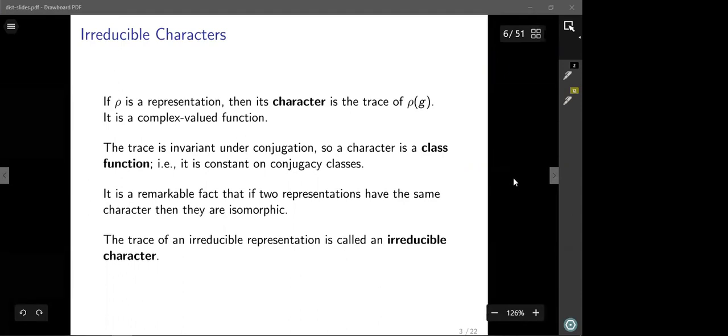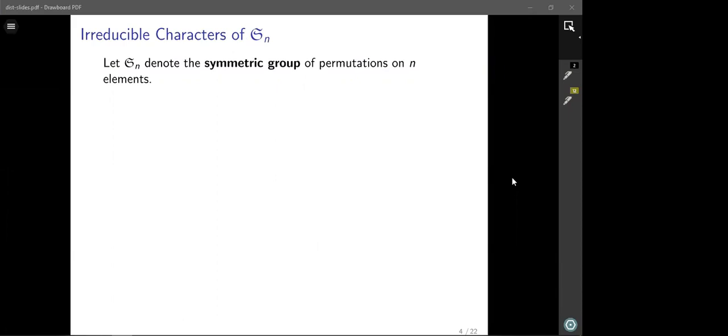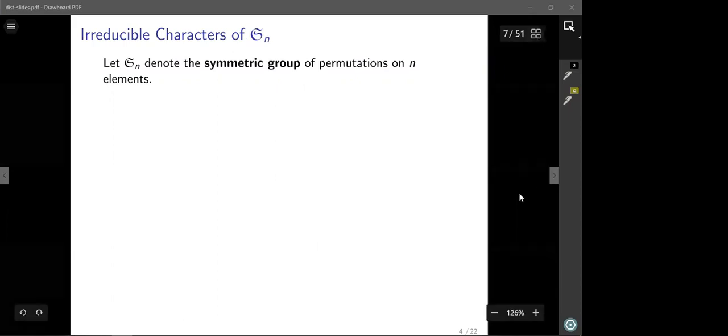This is all for any arbitrary group, but I'm only really interested in a specific group for this talk: the symmetric group, Sn, of permutations on n elements. So in this particular case, you might ask, can we write down concretely what these irreducible representations or irreducible characters are? And the answer is yes.